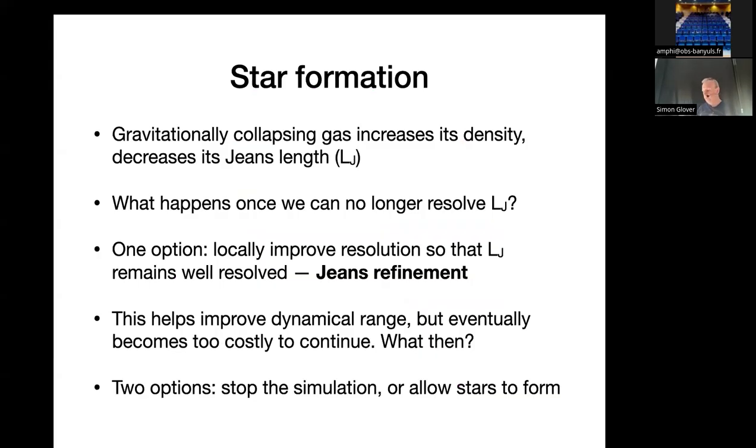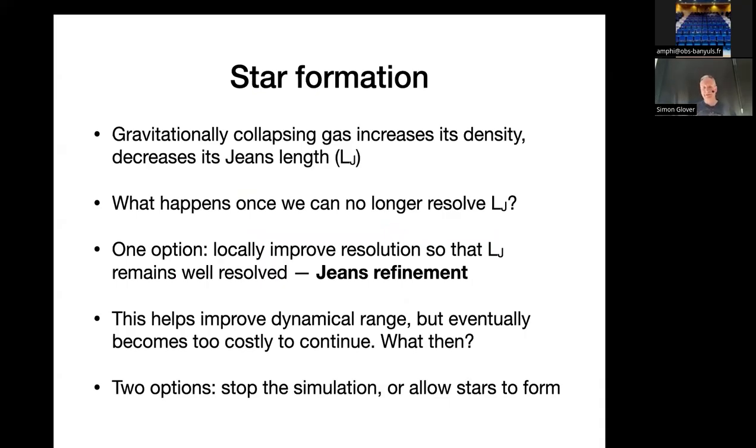Okay. So we've talked about hydrodynamics, we've talked about gravity. Now, once we have self-gravitating gas, we know that sooner or later gas will collapse to very high densities and it will form stars. So what do we do in that case? What happens once gas collapses to a point where we can no longer computationally afford to resolve its Jeans length?